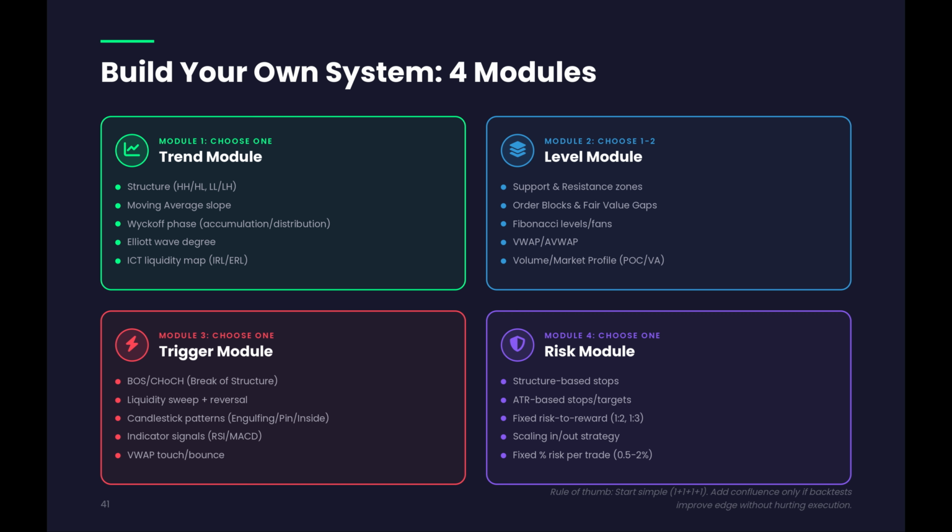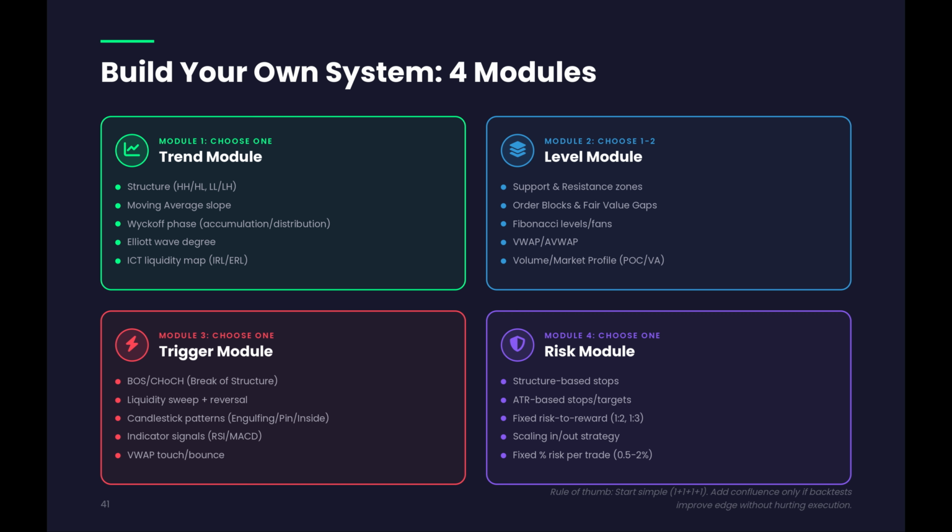Scaling in or out strategies. Entering with partial position and adding or taking profits in stages. Or fixed percentage risk per trade. Perhaps you always risk 0.5 to 2% of your account. Choose one approach and be consistent. Your risk management must be systematic, not emotional. Professional traders know exactly how much they're risking before they enter every single trade.